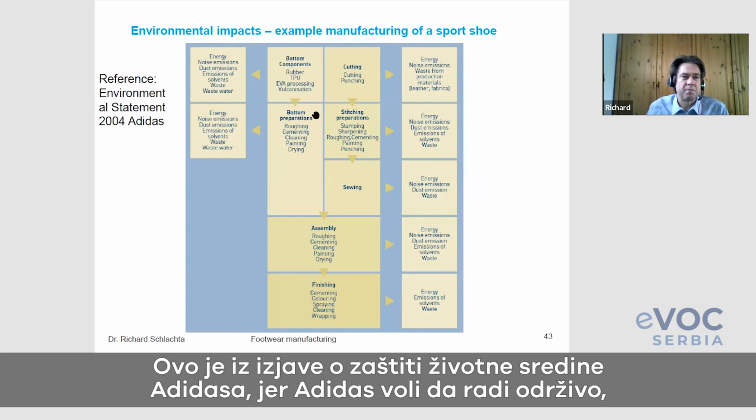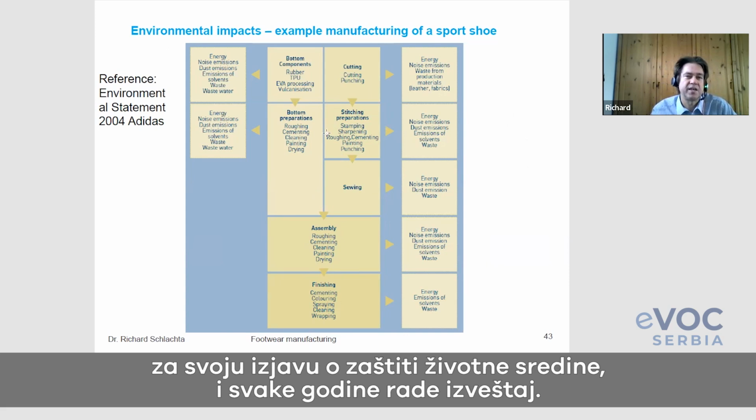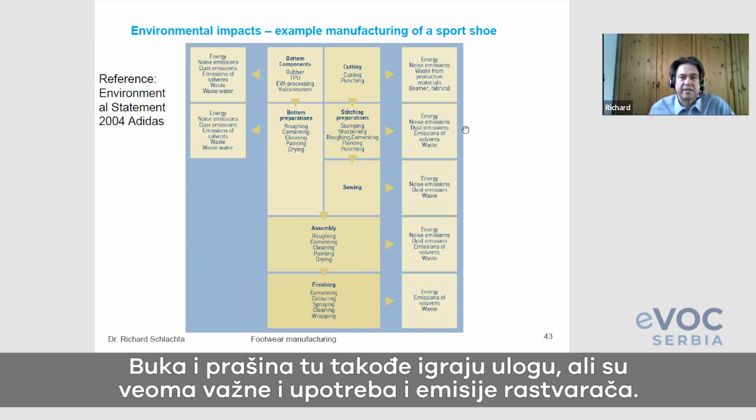Here, that is from an environmental statement of Adidas, a player who likes to work very sustainably, and so they considered what the environmental impacts of the shoe manufacturing process are, and they did it for their environmental statement. They report every year, and you see noise and dust play a role, of course, but the use of solvent and solvent emissions are very important.